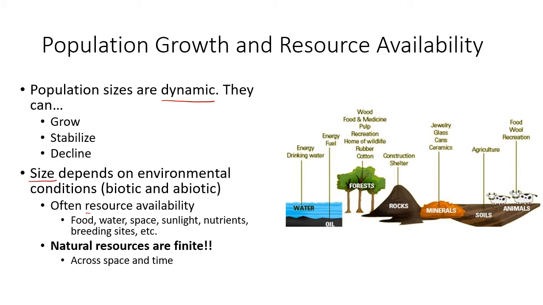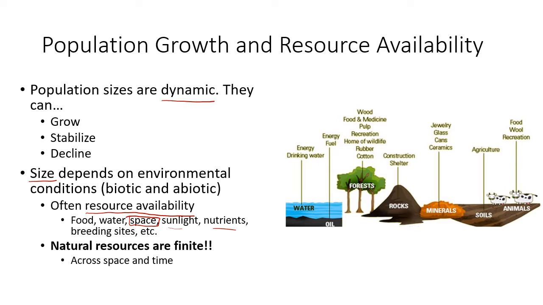This is typically resource availability. So we're looking at food or water if we're talking about animals. We're talking about space for every organism. If we're talking about plants, it could be sunlight, nutrients in the soil. It could be water availability as well. And then breeding sites going back to animals as well.